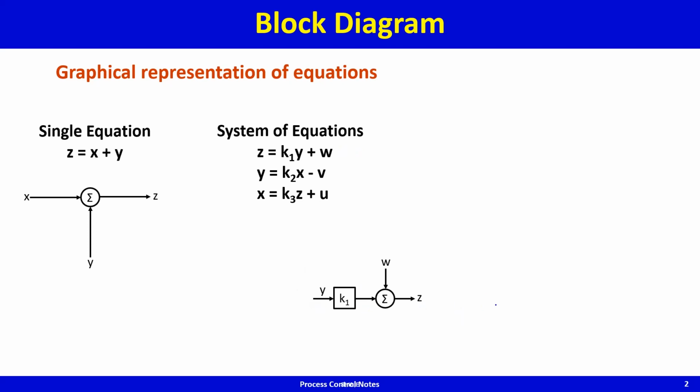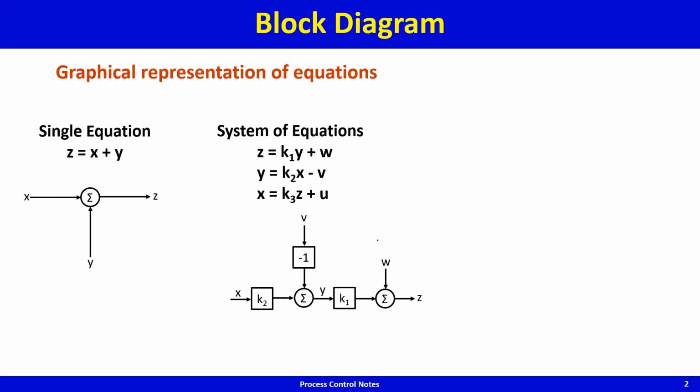Now the second equation, y is equal to k2x minus v. So y is equal to, this signal is k2x, and I have the v signal, I multiply it by minus 1, so this signal is minus v. When I sum these two signals, I get y is equal to k2x minus v.